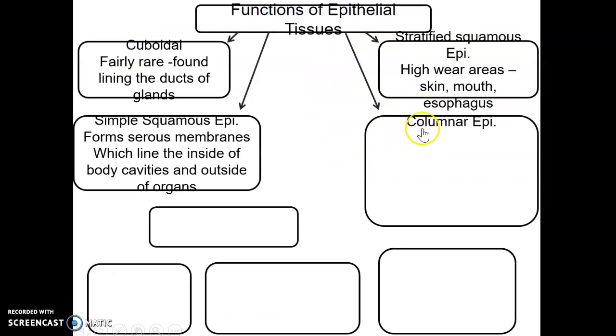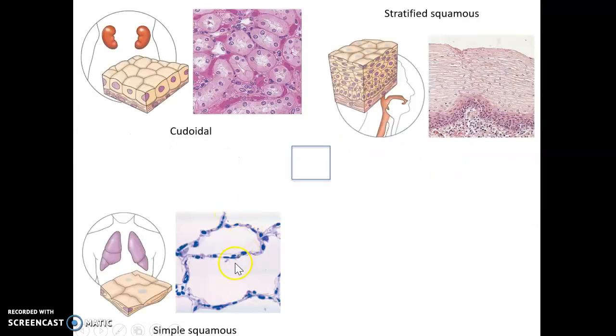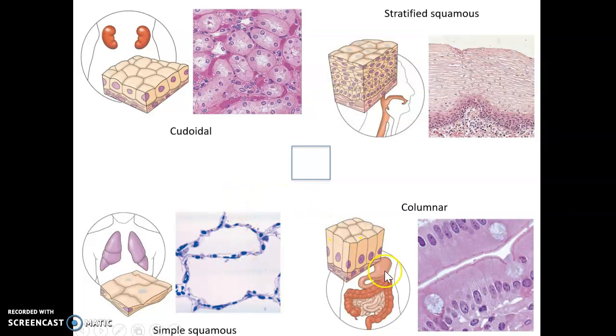All right, columnar epithelial, we know what they're going to look like. They're going to be tall and skinny. All right. They're going to be tall and skinny cells, okay? And that would be all these right here. You can see them all packed in there, okay?